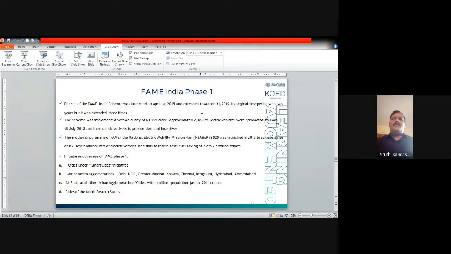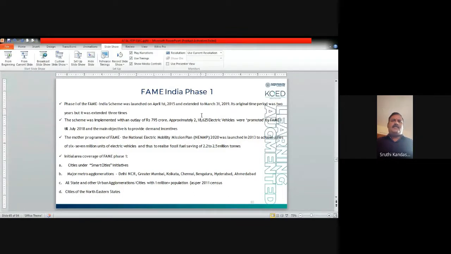Phase one of the FAME India scheme was launched on April 1st, 2015, and extended to March 31st. These things you already know. The scheme was implemented with an outlay of approximately 795 crores. 2,18,625 electric vehicles were promoted by FAME 1 till July 2018, and the main objective was to provide demand incentives. The mother program of FAME, the National Electric Mobility Mission Plan 2020, was launched in 2018, aiming to achieve sales of 6 to 7 million units of electric vehicles, thus realizing fossil fuel savings of 2.2 to 2.5 million tons.